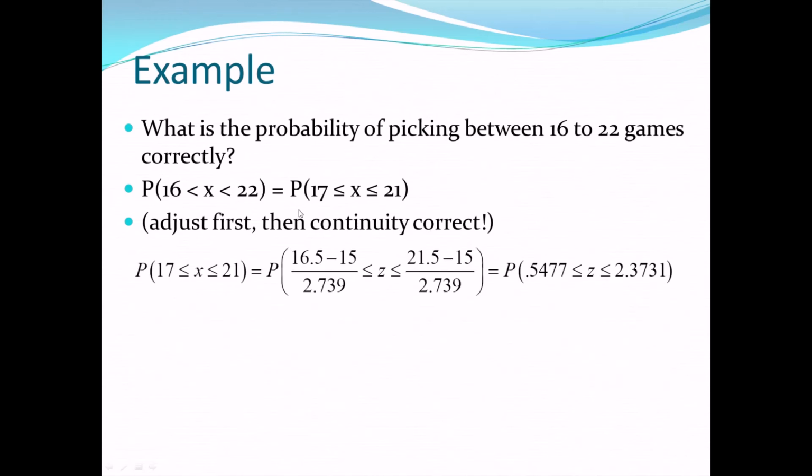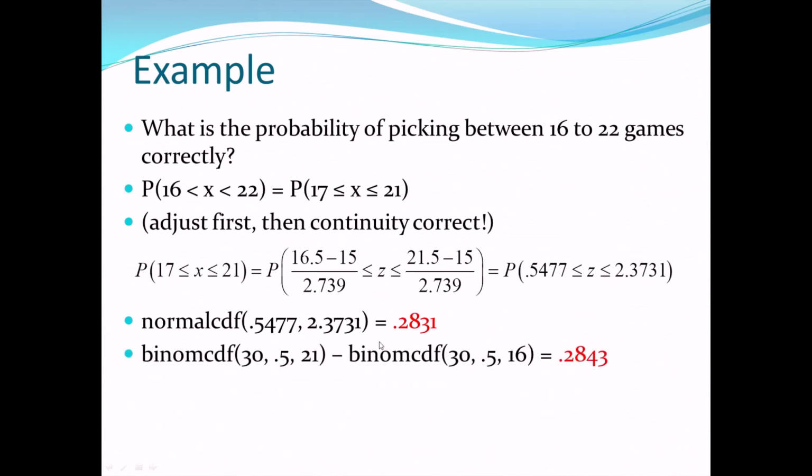So we're going to use this correction, and then we're going to take half off of the 17, add half onto the 21, standardize, get a z-score, do a normal CDF, and that's your comparison.